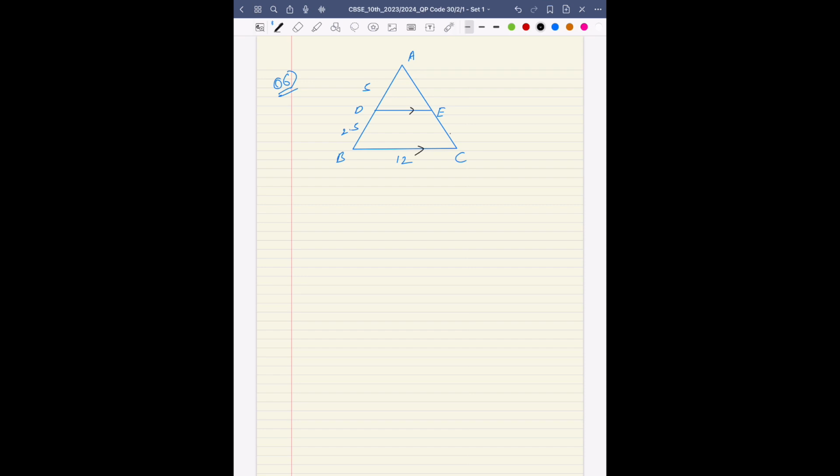Anyways, so angle ADE is equal to angle ABC. Why? Corresponding angles, right? So we will use triple A similarity, and these will be similar, right? So maybe I said the answer is not 6. Let's see what the answer comes out to be.